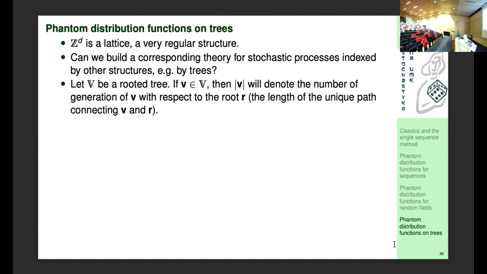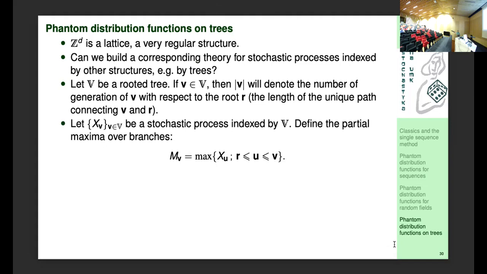Let's take a rooted tree. The root is R. Then, of course, we know that any point of our tree is connected to the root by a unique path. And the length of this path we can call the order or number of generation and so on, whatever it means. The meaning is clear. This is the length of the unique path connecting vertex V and R.